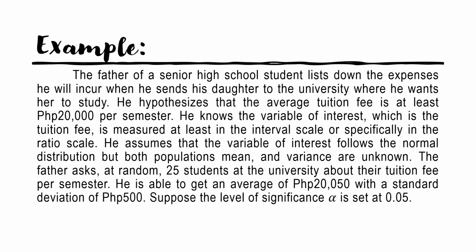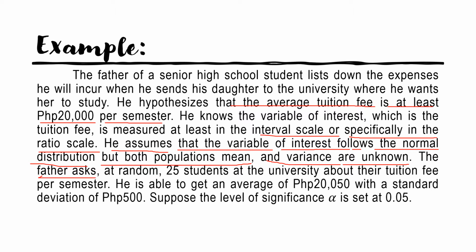The father of a senior high school student lists down the expenses he will incur when he sends his daughter to the university where he wants her to study. He hypothesizes that the average tuition fee is at least 20,000 pesos per semester. He knows the variable of interest, which is the tuition fee, is measured at least in the interval scale or specifically in the ratio scale. He assumes that the variable of interest follows the normal distribution, but both population mean and variance are unknown.